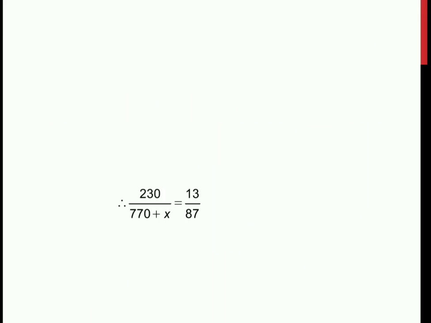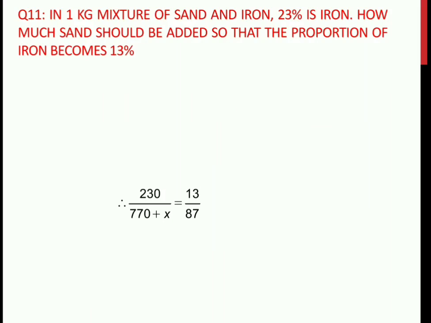Let's start with a few problems related to it. Question 11. In 1 kg mixture of sand and iron, 23% is iron. How much sand should be added so that the proportion of iron becomes 13%? In this case, initially iron was 23% and the remaining percentage was sand. However, a certain quantity of sand is added to the mixture so that the proportion of iron becomes 13%. So let's look at the solution over here.